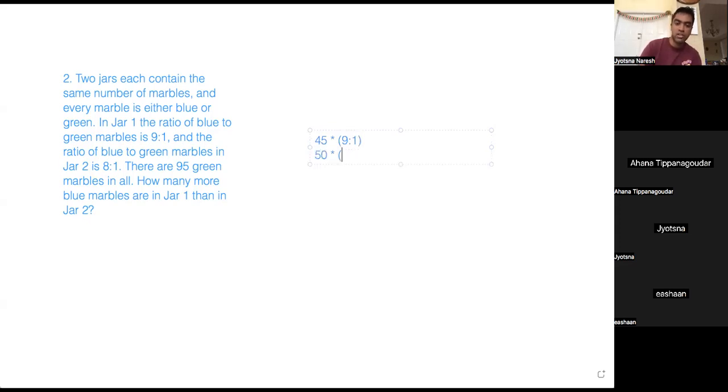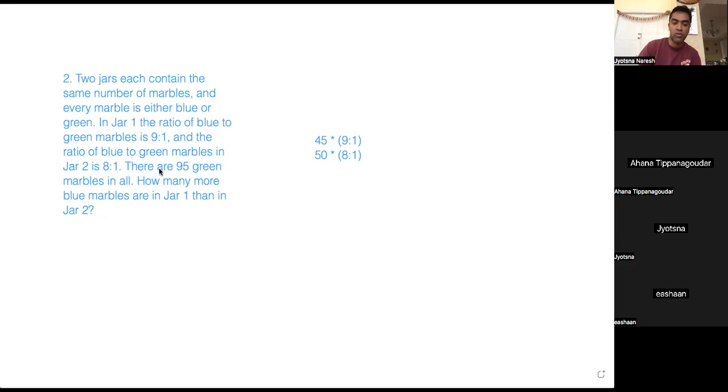Good. Yeah, so we know that the ratios are 9 to 1, 8 to 1, and we know there's 95 green marbles in all, right? So we know the total number of marbles of the two jars is the same. When you think about the ratio, this one is a total of 10. This ratio is a total of 9. So if we have a multiplier for this, the multiplier of the first has to be in a ratio of 9 to 10 with the multiplier of the 8 to 1 ratio.